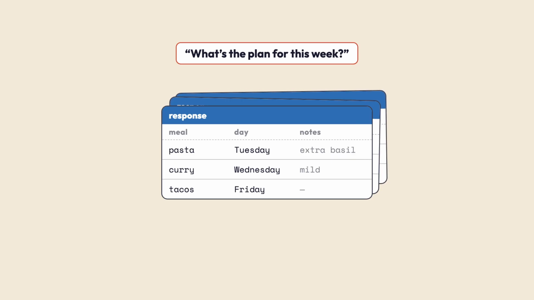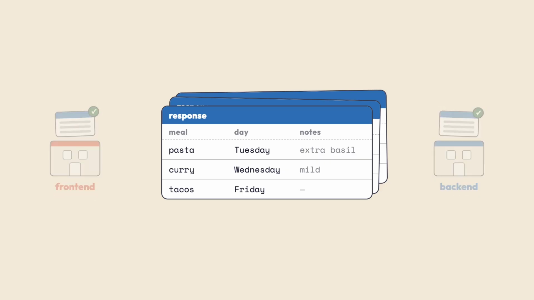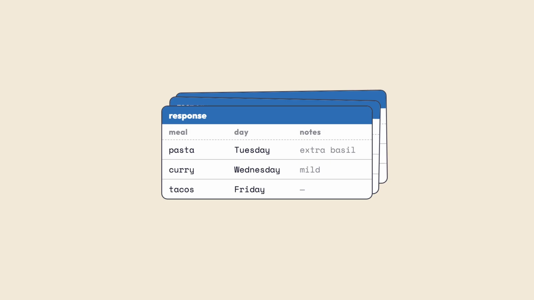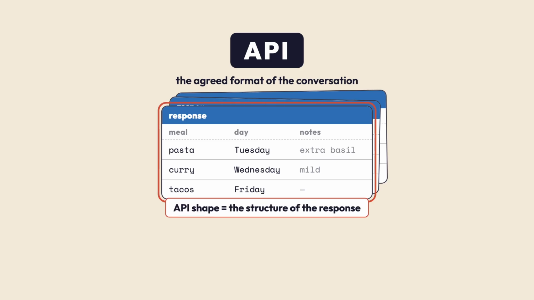Every response to that question has the same structure, because the front end and the back end agreed on the format ahead of time, like two offices agreeing on a standard form. This agreement has a name. It's called the API, the agreement about what can be asked and what structure the response comes back in. When programmers say "API shape," they mean the structure of those responses.